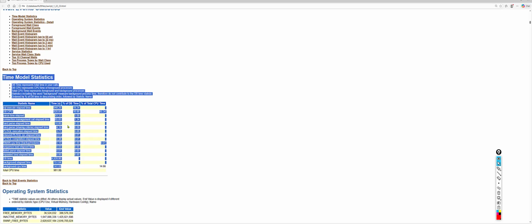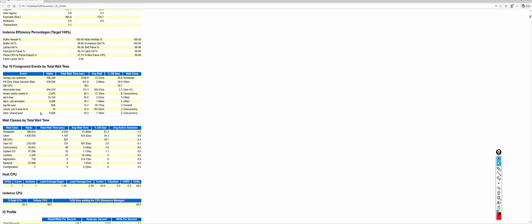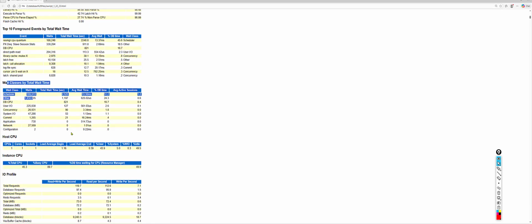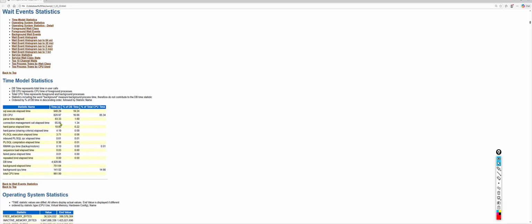Time model statistics, then the wait classes by total time. Okay, these are just repeating again and again in different forms. That's it.